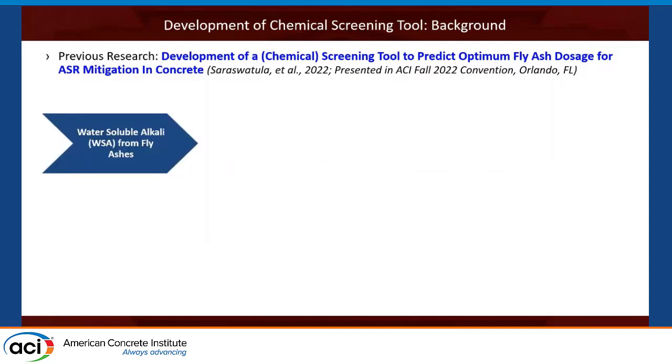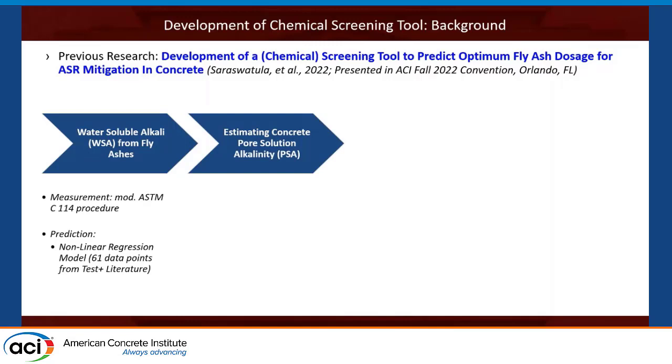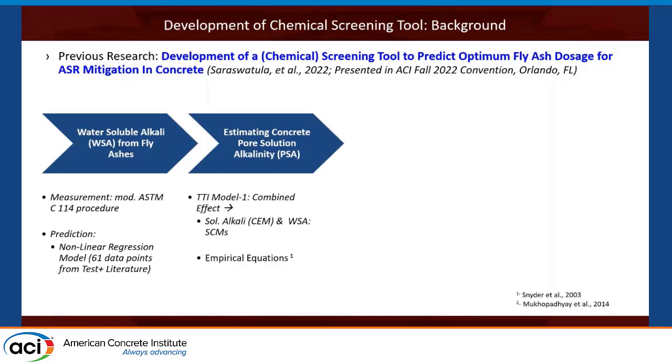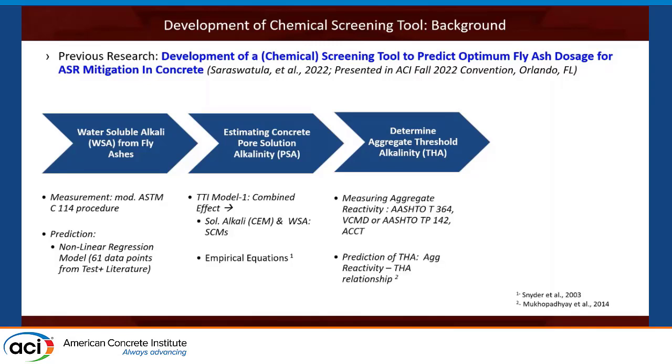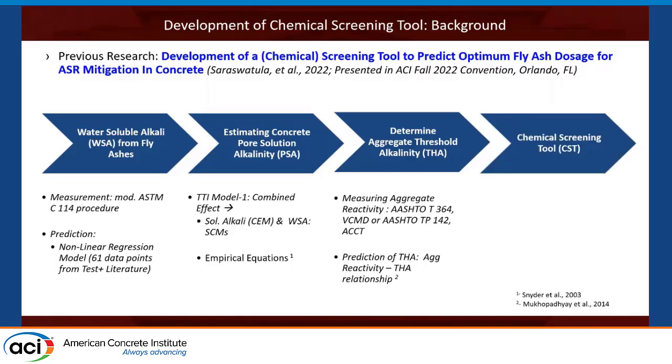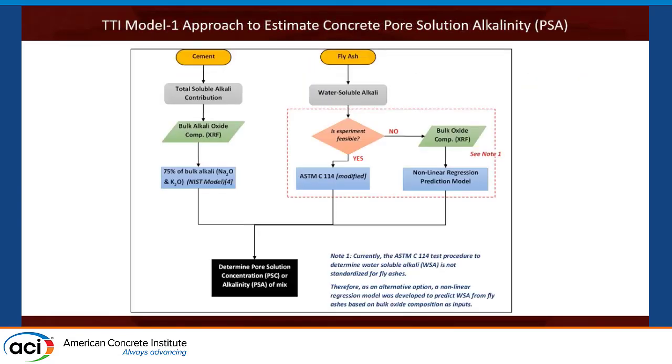So basically, it's a 4-step process and very simple, intuitive. First, we measure water-soluble alkalis from different fly ashes. Second, we estimate concrete pore solution. For that, we developed TTI Model-1, which combines both soluble alkali from cement and SCMs. Third is determination of aggregate threshold alkalinity, which is another measure of aggregate reactivity. There are 2 ways: you can either measure or predict. And the fourth is finally the screening tool, which predicts the optimum dosage based on optimizing the PSA and THA relationship.